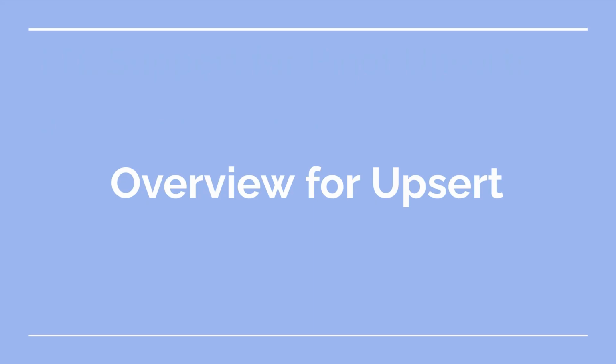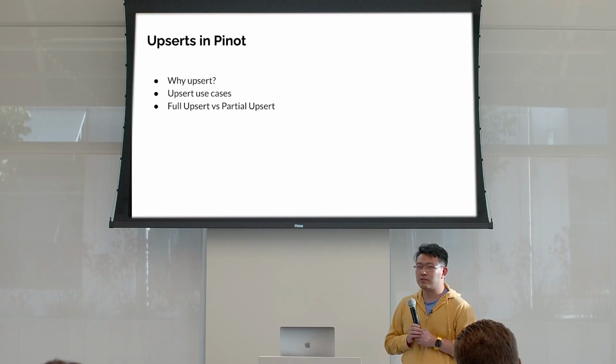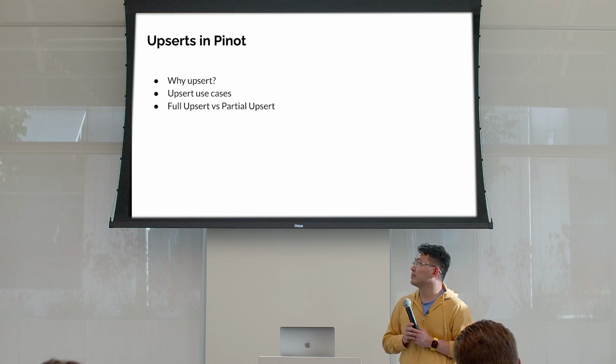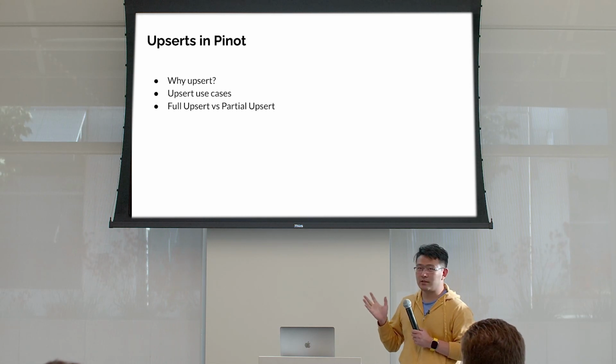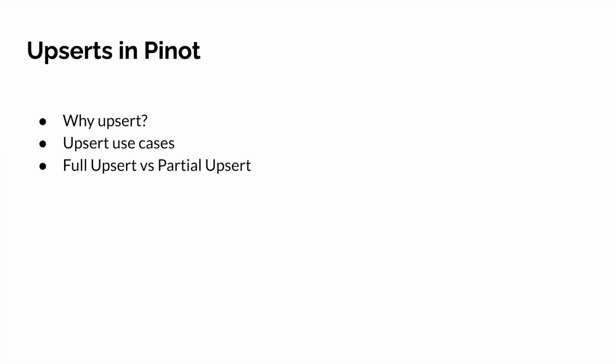Next, I want to talk about Pinot Upsert. Pinot is the first ever OLAP system that has Upsert feature support, and Uber contributed this feature to open source. In the following section, I'm going to talk about why we need Upsert, what Upsert is, some of the Upsert use cases at Uber, and then the Upsert architecture, comparing full Upsert with partial Upsert.